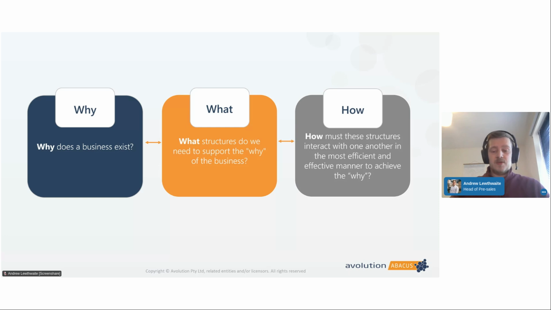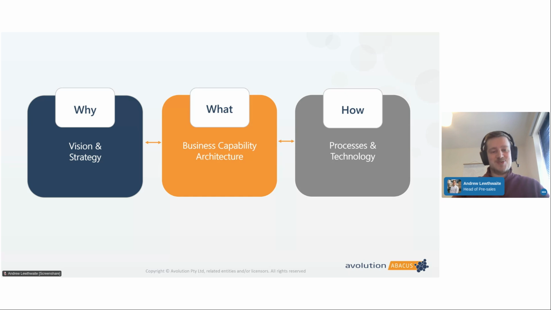If we translate those, admittedly crudely, into topics or domains, we'd think the why is the vision and strategy. The what is more the business capability architecture. And then the how is the processes and technologies that support that business capability.